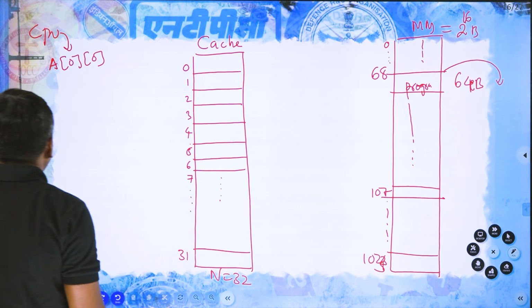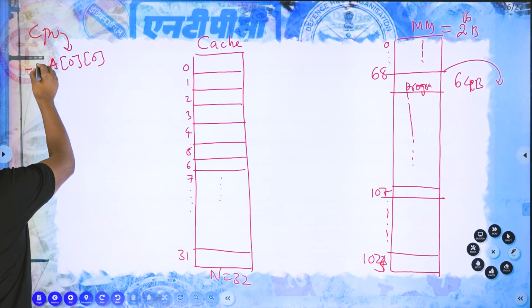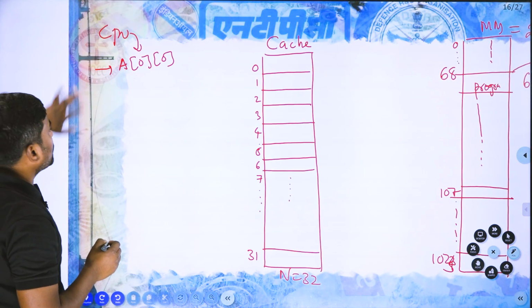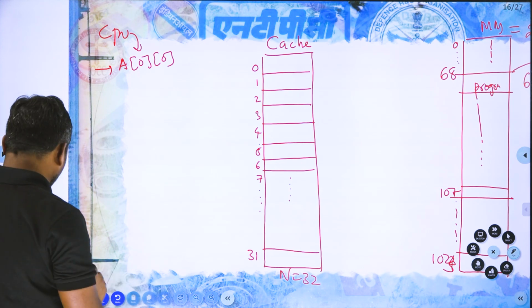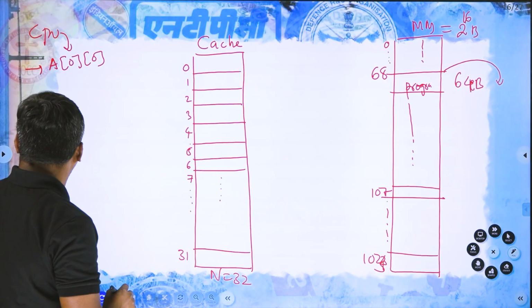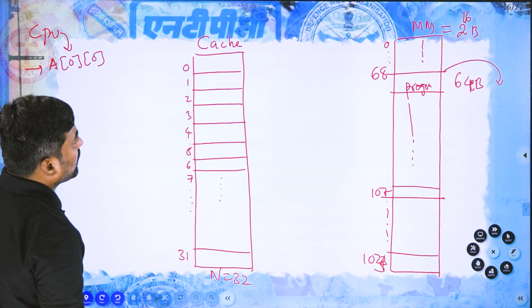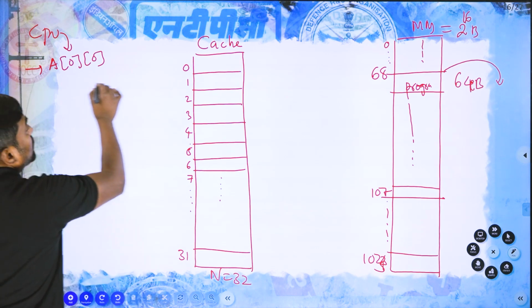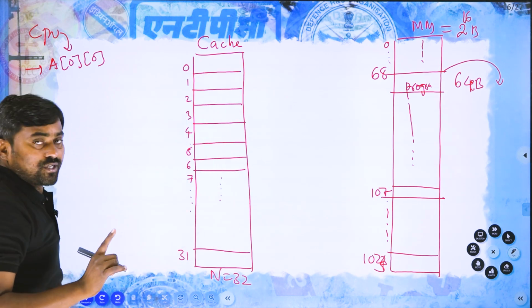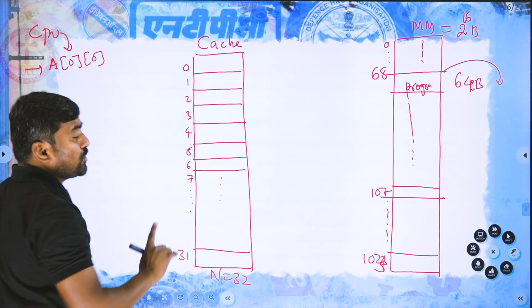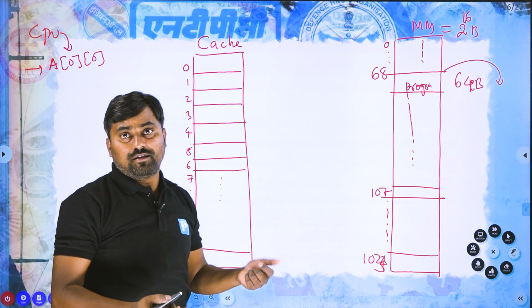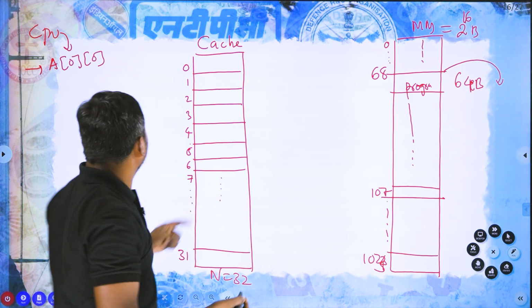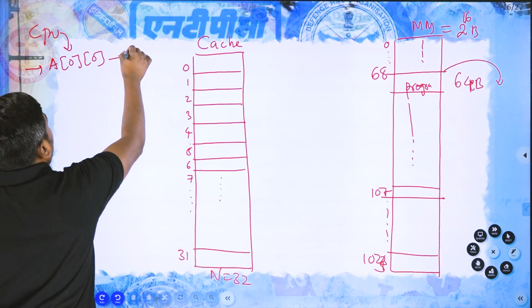Please do understand. So the first reference comes from the CPU, A of 0, 0. Access is also A of 0, 0 only. Getting my point? So now, A of 0, 0, do you have it in the cache memory? Please do understand. Do you have A of 0 in the cache memory? No. That is a miss only, right? That is a miss or not? That is a miss only. So I'm writing it as a miss.